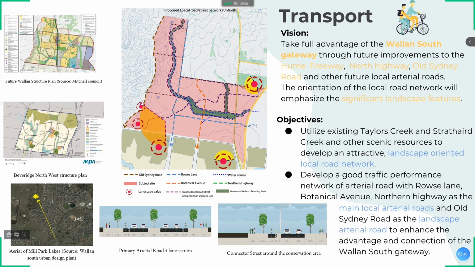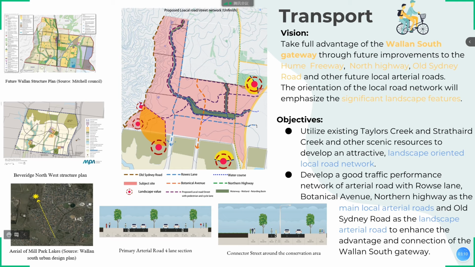The design of the Wollen-South road network takes into account the surrounding PSPs, as well as the existing and future Wollen structure plan, considering the connection of Northwest Beveridge to the north, as shown in the Northwest Beveridge PSP. The traffic capacity of Wollen Road and Botanical Avenue will be improved as secondary arterial roads, thus providing better connectivity between Wollen-South and the Northern Growth Corridor.